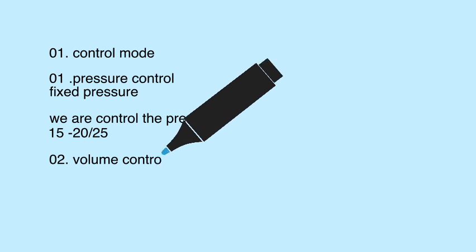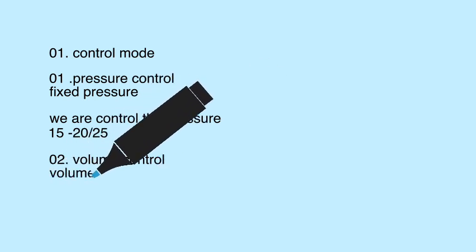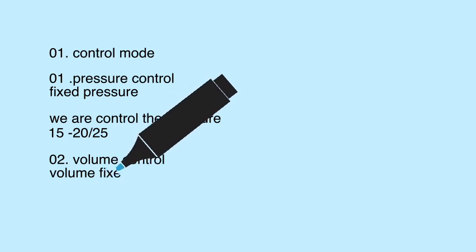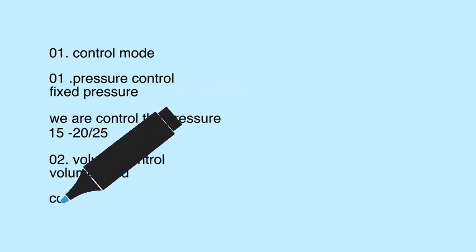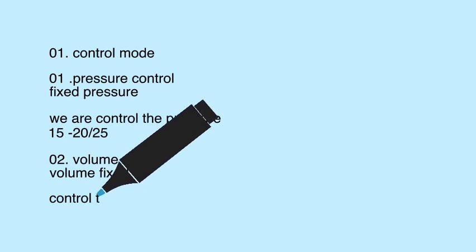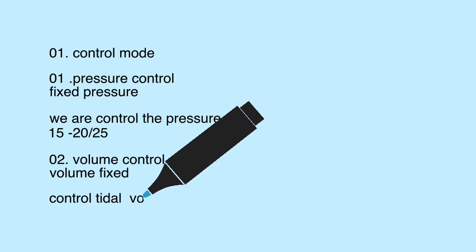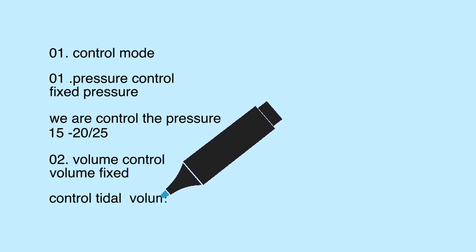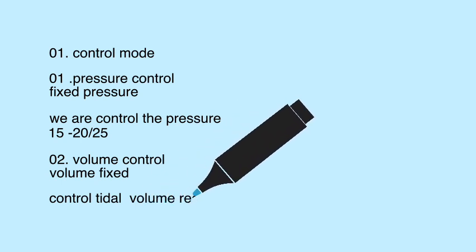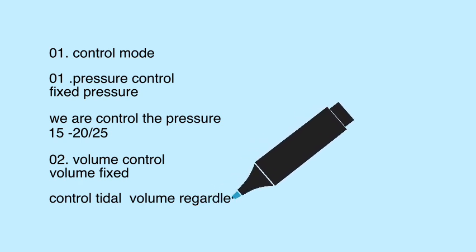Next thing is volume control mode, where volume is fixed. So we have given a fixed tidal volume. According to that tidal volume, they are not concerned about the pressures. Their only target is to deliver that tidal volume. To deliver that tidal volume, the pressure can go up. If you are not setting the alarm, pressure can be very high in the airway. So these are the two different methods of ventilating.